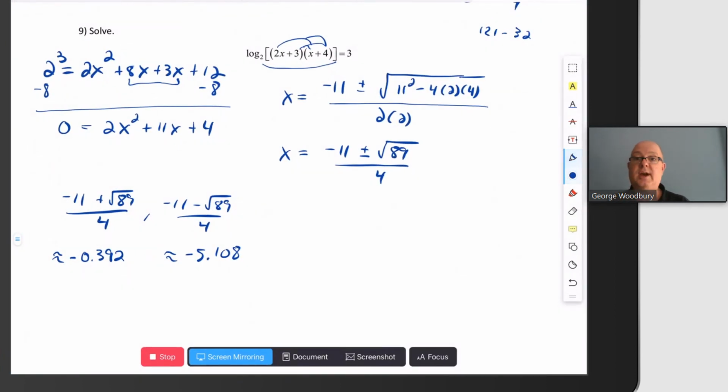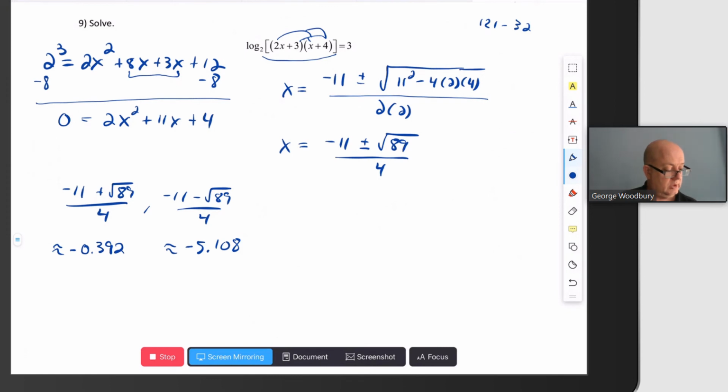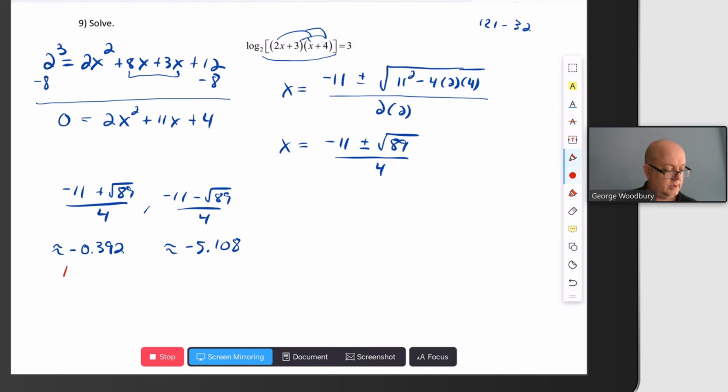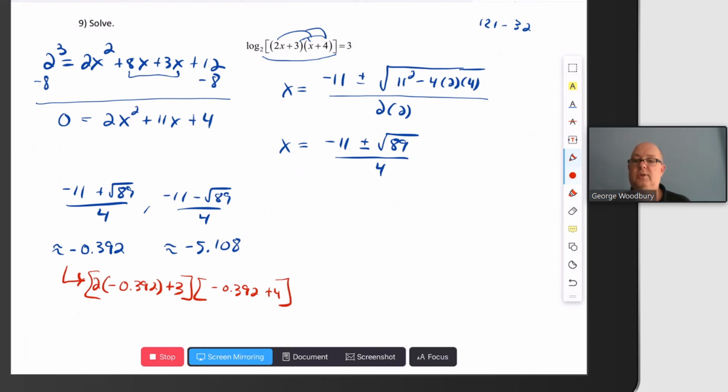Okay. Now the check has to be into 2x plus 3 times x plus 4, and that product needs to be positive. So let's see, I'm going to check the first one here. 2 times negative 0.392 plus 3 times negative 0.392 plus 4 for x plus 4. And let's see what we get.